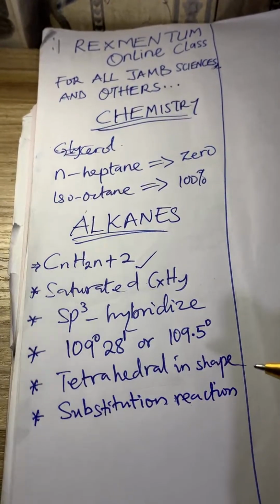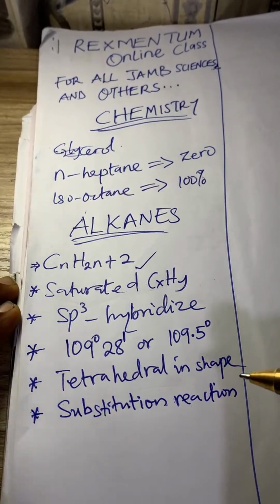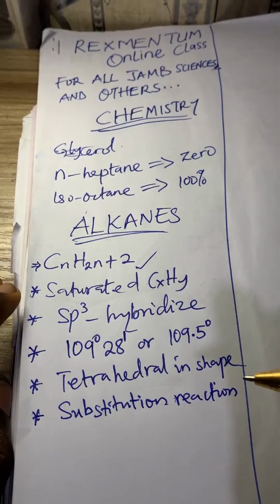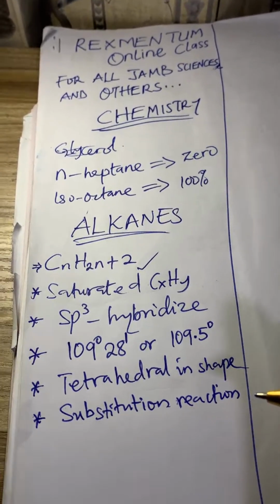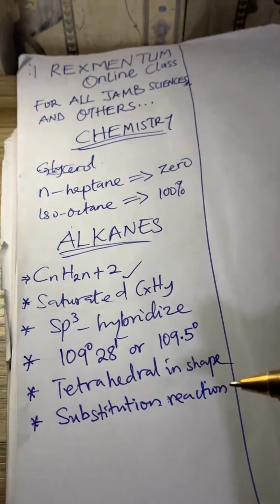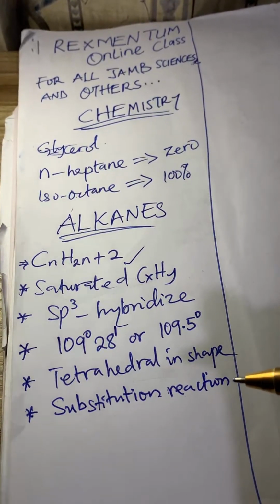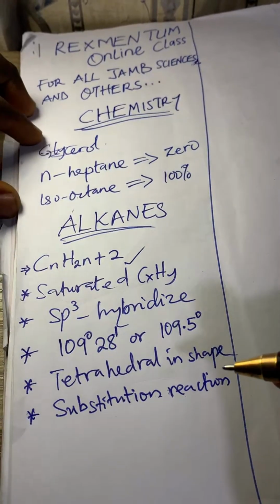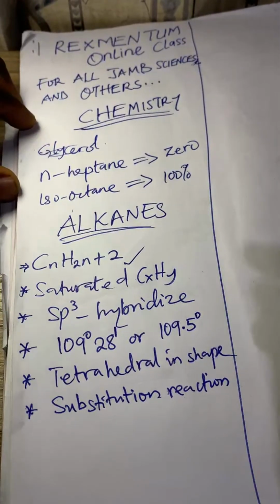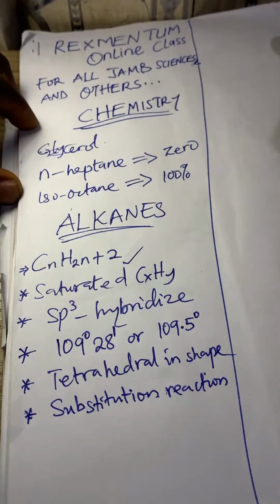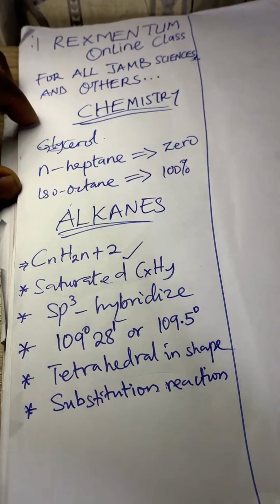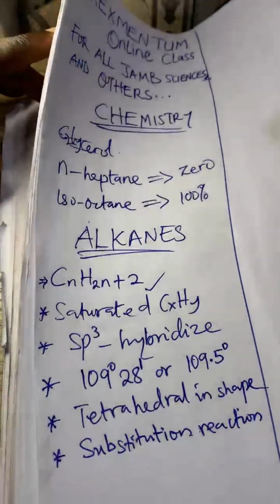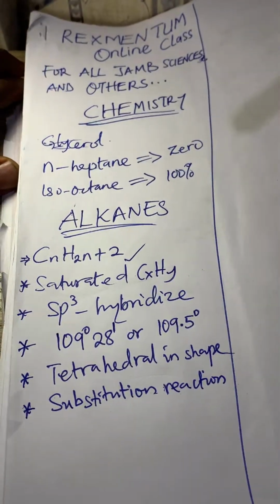Reason, it is already saturated, so you need a reaction that is not going to stress its chemical nature. Alkane is already saturated. So you should take note of this. All these things are very, very important. So please, you just need to know this. Okay, moving forward.